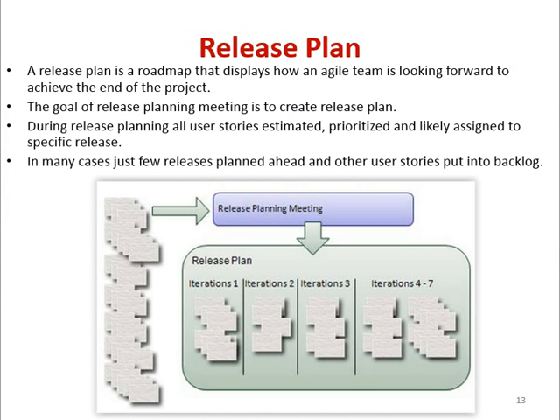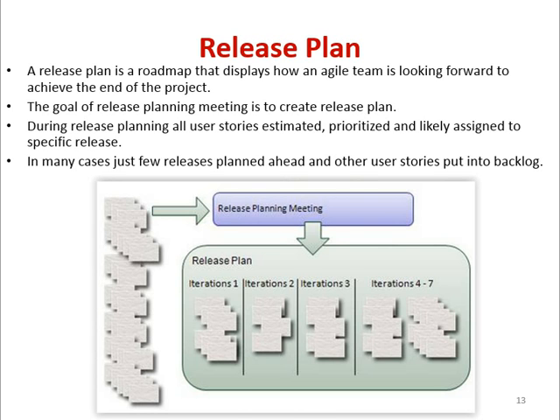Release plan is a roadmap that displays how an agile team is looking forward to achieve the end of the project. So we do the planning in releases. Release 1 will incorporate these kind of changes, release 2 will have these kind of services or products, and so on. The goal of the release planning meeting is to create the release plan. And what exactly is this? During release planning, all user stories are estimated, prioritized, and assigned to a specific release.